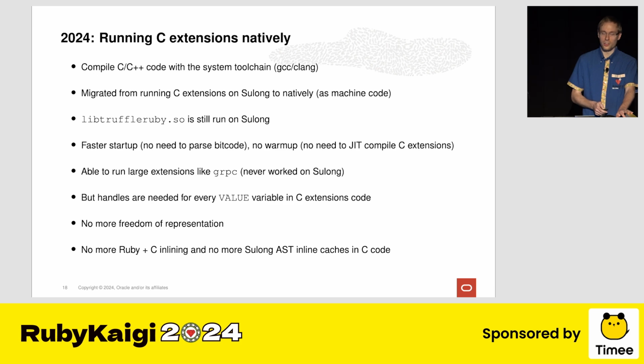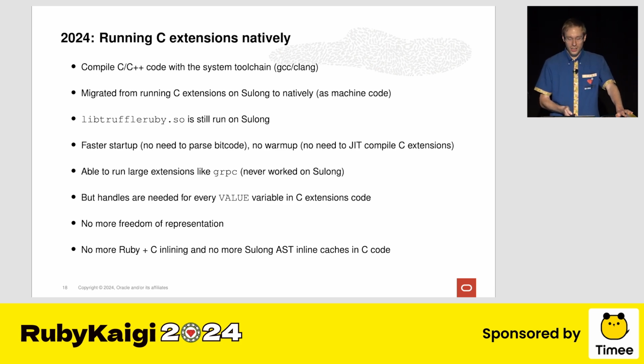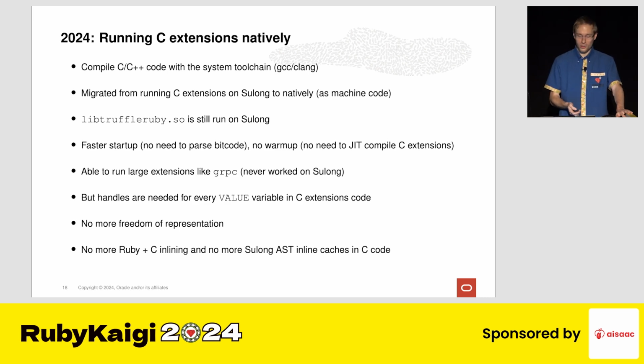So let's jump to this year and redo everything again. This year, I changed TruffleRuby to run C extensions natively. So we don't have Sulong anymore, and we have a set of trade-offs, some pros and some cons. It's closer to Ruby because we have C or C++ code and we just compile it with Clang or GCC. So that's just the same. We don't need to run on Sulong anymore. We still run libtruffleruby, but that's kind of an internal detail, just convenience and efficiency.